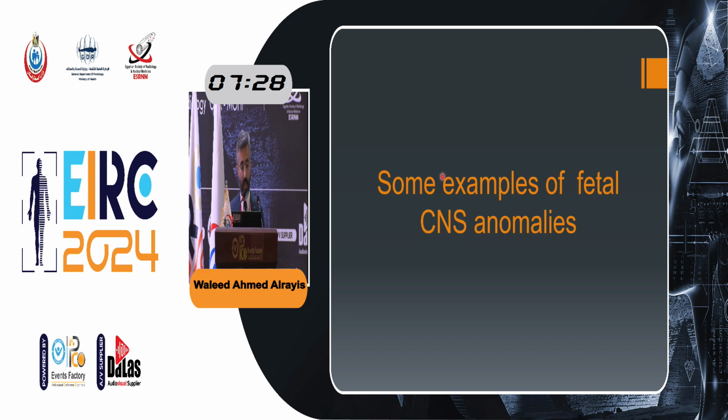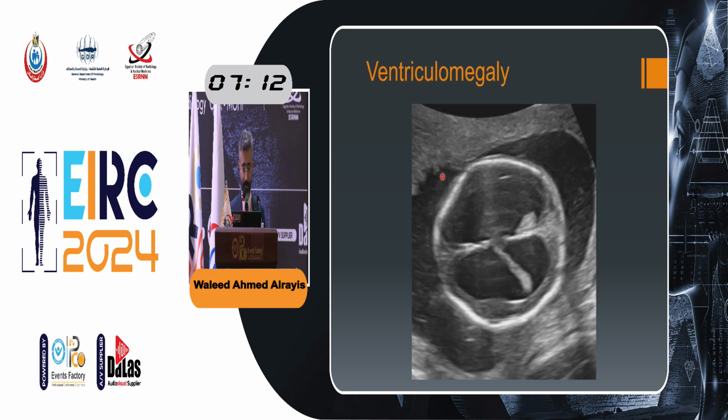After we have screened or examined the fetus through these planes, we can now show some examples of the fetal CNS anomalies. I will be sharing only some examples, and only to illustrate what we have said before. Our first case here is a simple case. We just have a ventriculomegaly. We have a dangling choroid plexus, and the lateral ventricle is dilated. And of course, you can see that the cortex is thinned out.